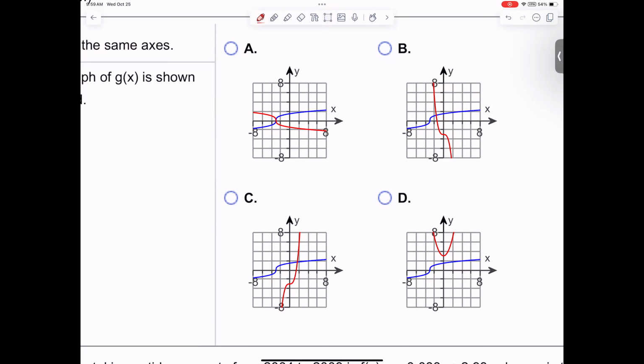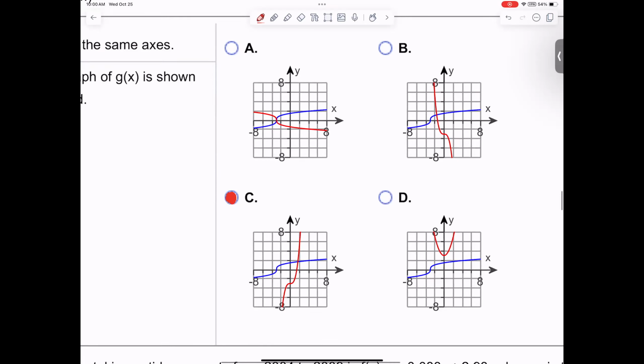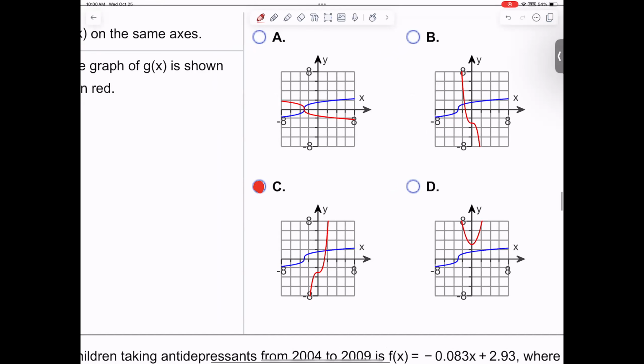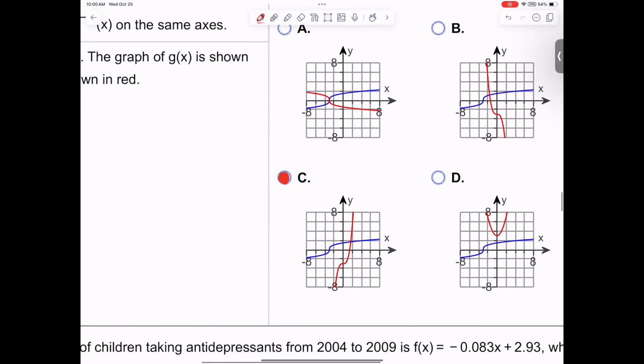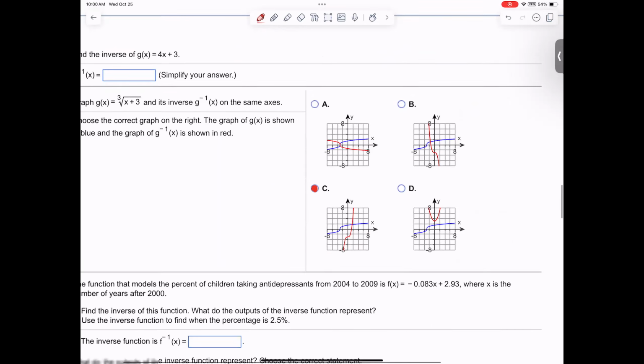A or D? What's that? A? You say C? No. C. It's C. Now, how do you know that? Because the red line is the original, like, standard function, and the blue line is the inverse of it. And that's a good explanation.